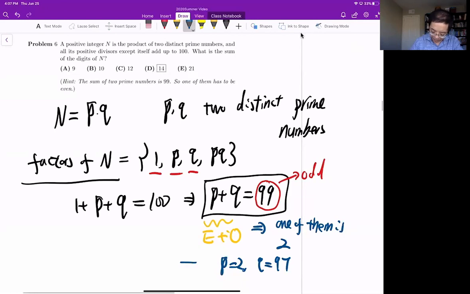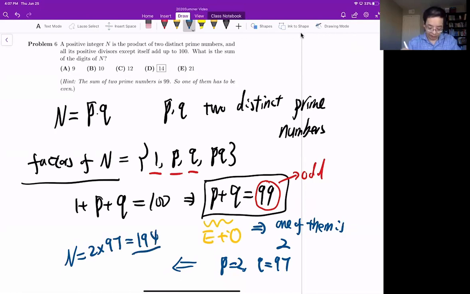So from here, I can derive what my n is. My n will be 2 times 97, so that is 194. Okay, so what we need to find is the sum of digits. So that's 1 plus 9 plus 4, which is 14, right? Which is 14. All right.